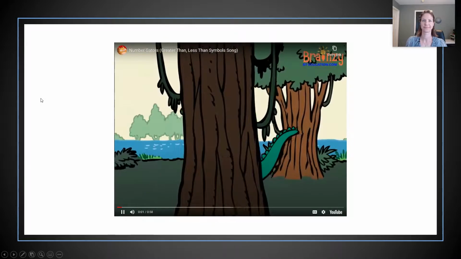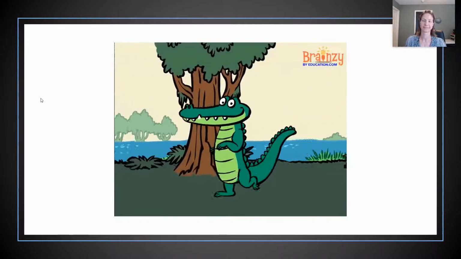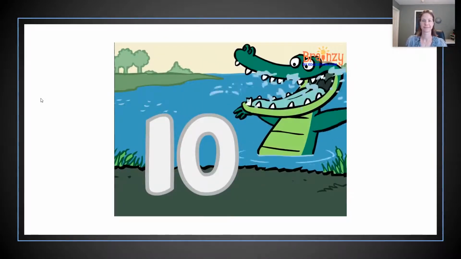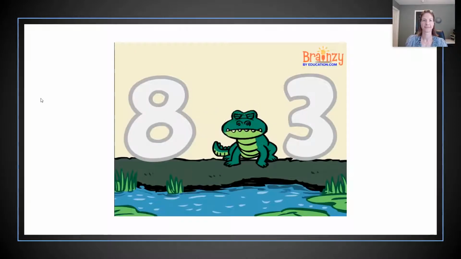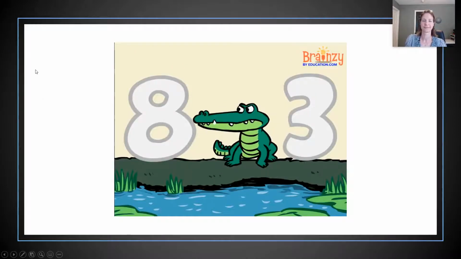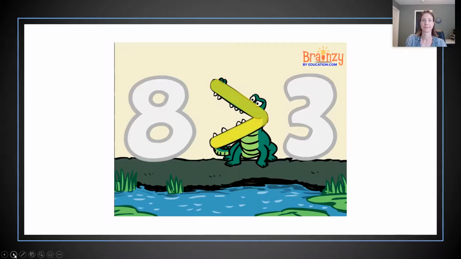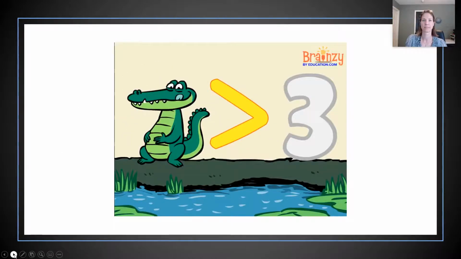There was an alligator living in the swamp. He'd sneak up on numbers and start to chomp. Whenever two numbers sat on the ground, she'd face the bigger one and gobble it down.